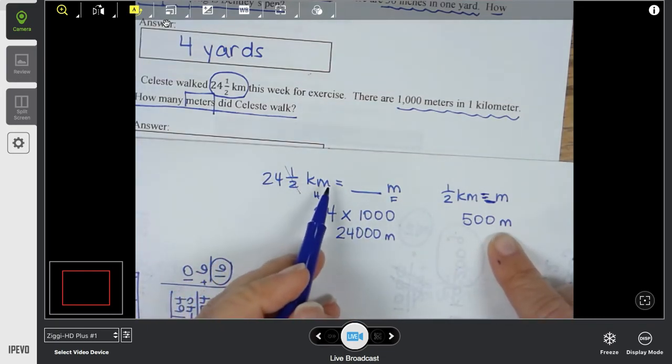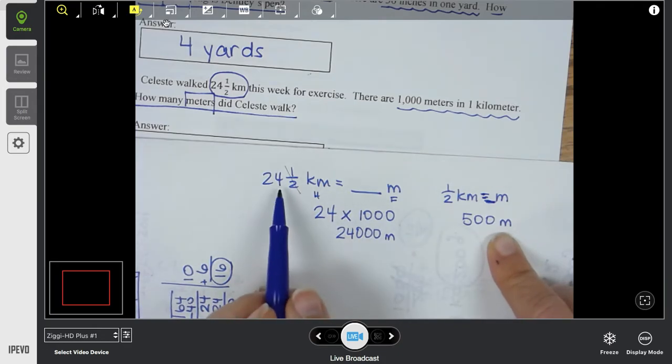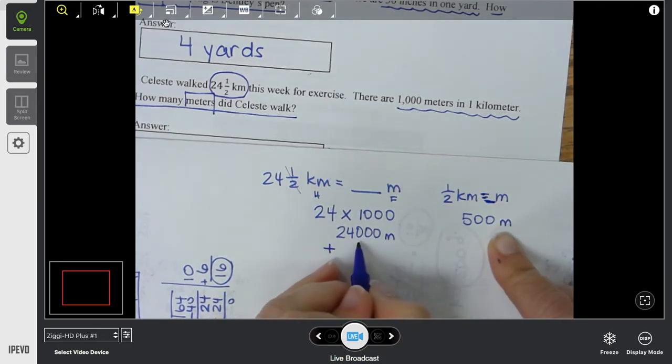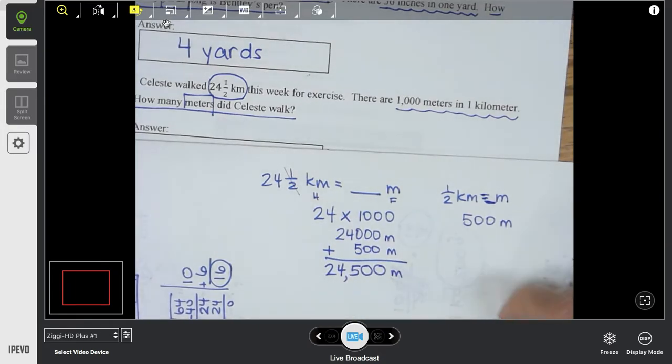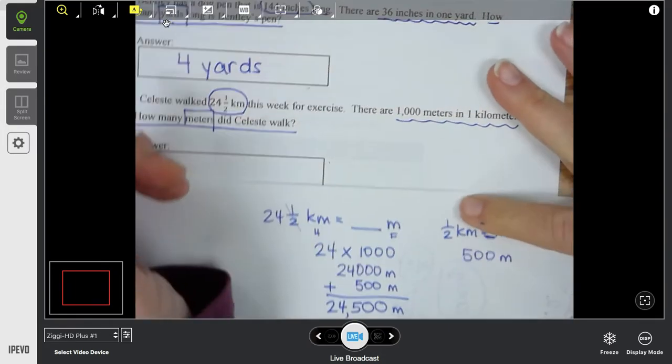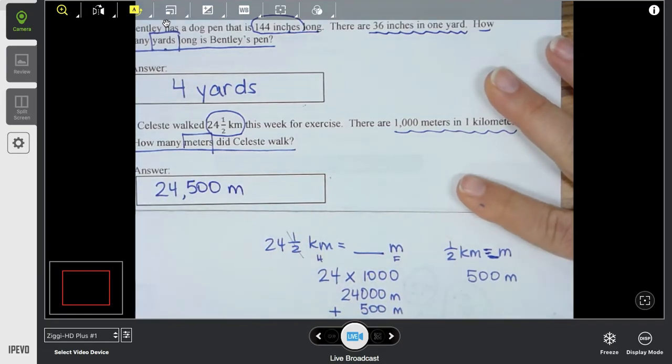So if 24 kilometers is 24,000 and half is 500, for 24 and a half, we just have to put those together. 24,500 meters. 24,500 meters. All right.